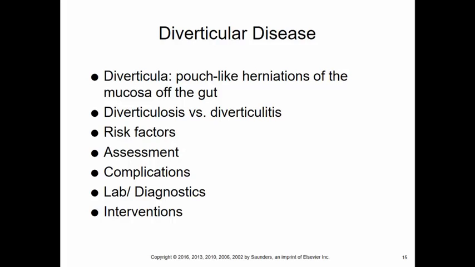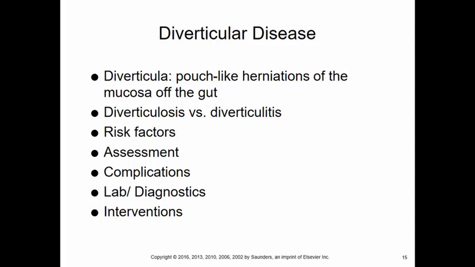Let's finish the discussion on Chapter 57 by discussing diverticular disease. Diverticula are pouch-like herniations of the mucosa off the gut. They're most common in the sigmoid colon. Diverticulosis is the presence of many of these pouch-like herniations, while diverticulitis is the inflammation of those pouches.